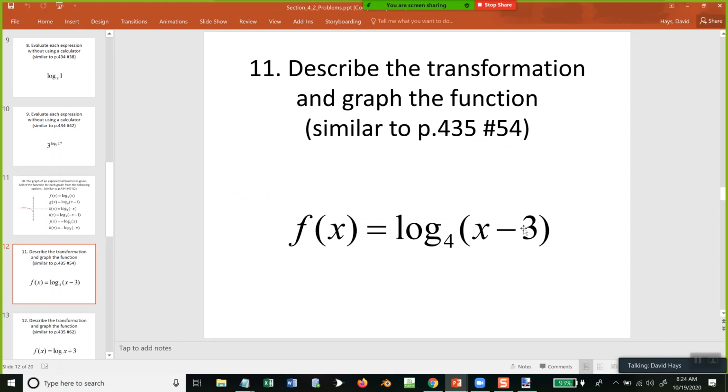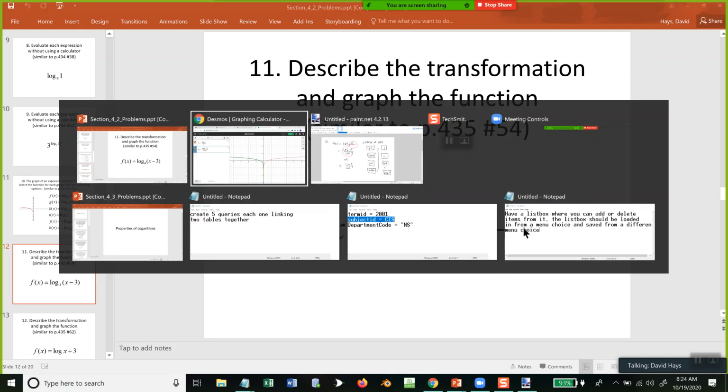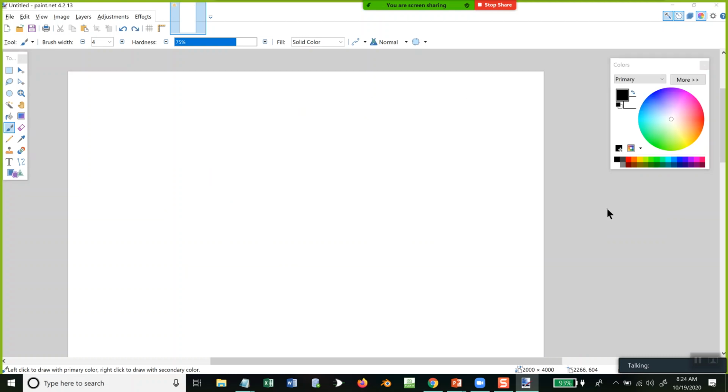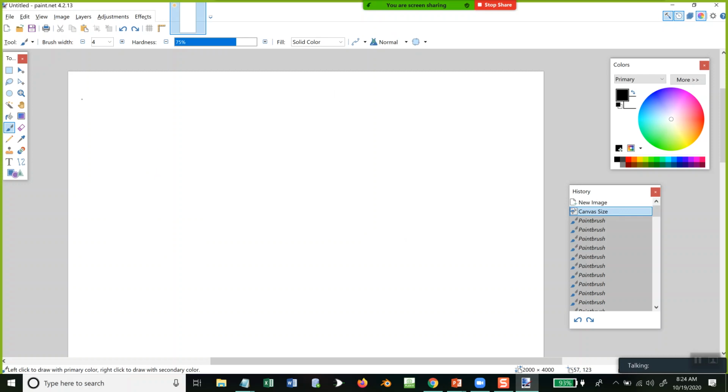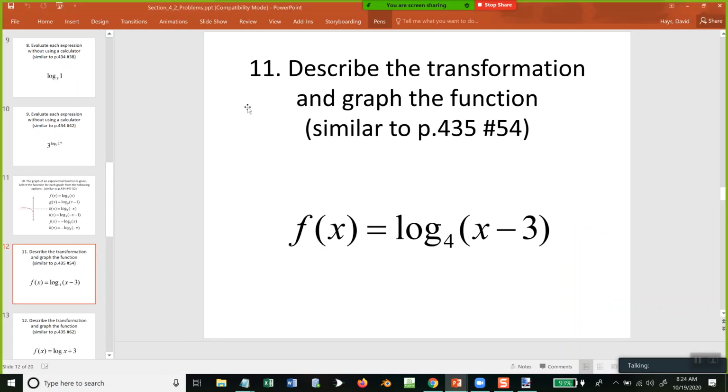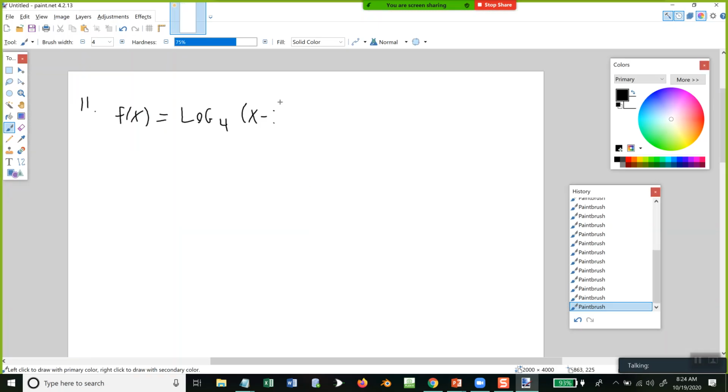Now this one wants us to describe the transformation of the graph of a function. Again, a number inside with the x shifts left or right. That's a -3, so shifting right 3. This one would require a change of base. Only if it has a log or ln with no number there are the times when you don't need to use change of base. Otherwise you do.